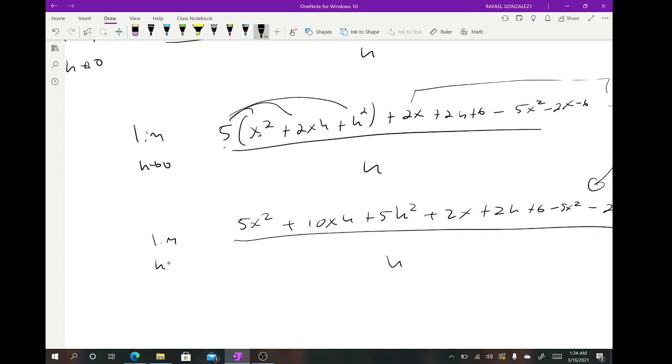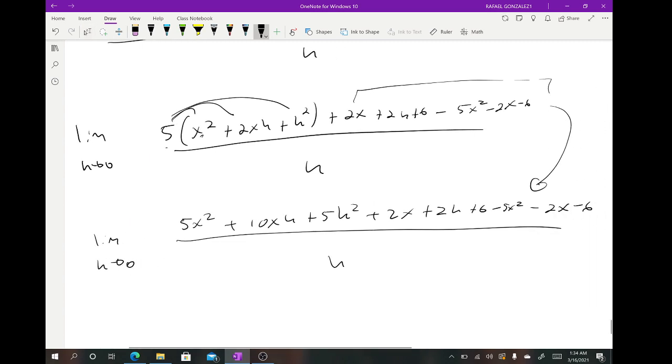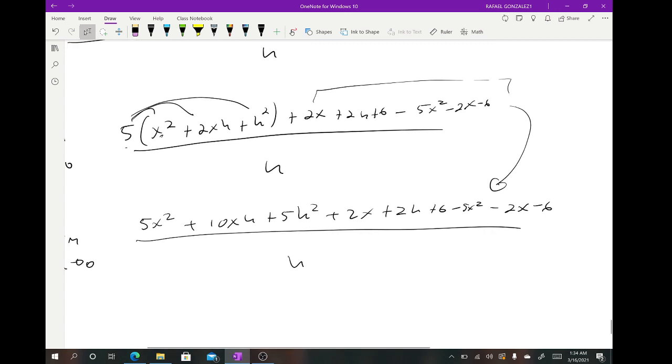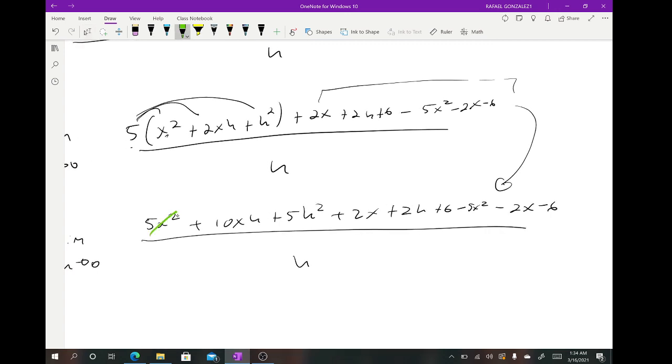And we still haven't taken the limit, so we carry the limit notation through. And now notice that 5x squared minus 5x squared cancels out. 2x minus 2x cancels out. 6 minus 6 is going to cancel out.